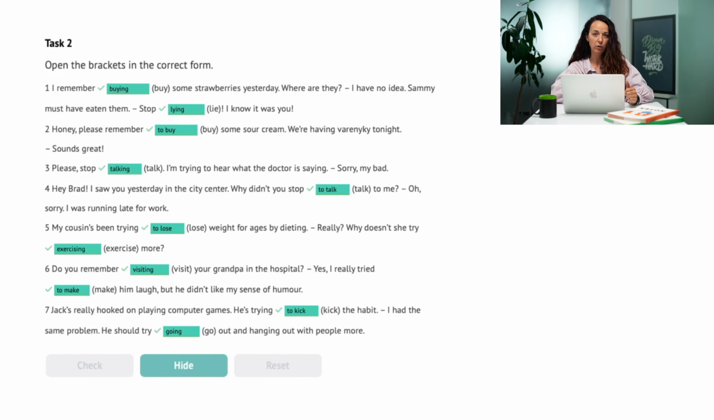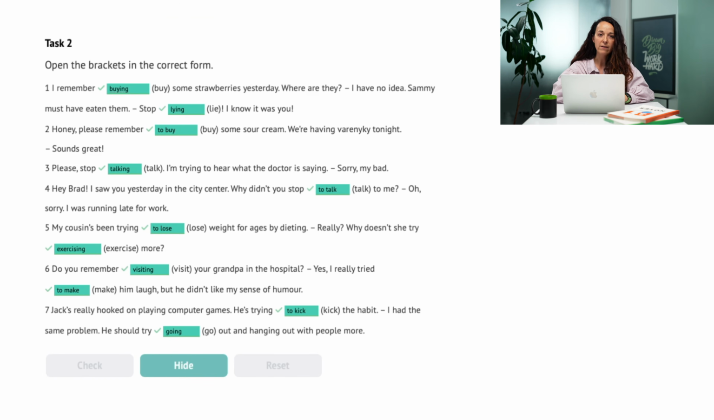Let's check out number 4. We are used to the phrase stop talking, but over here it's stop to talk. Why? It's because the other person was walking somewhere and he needed to stop. Why? In order to talk to me, but he didn't.